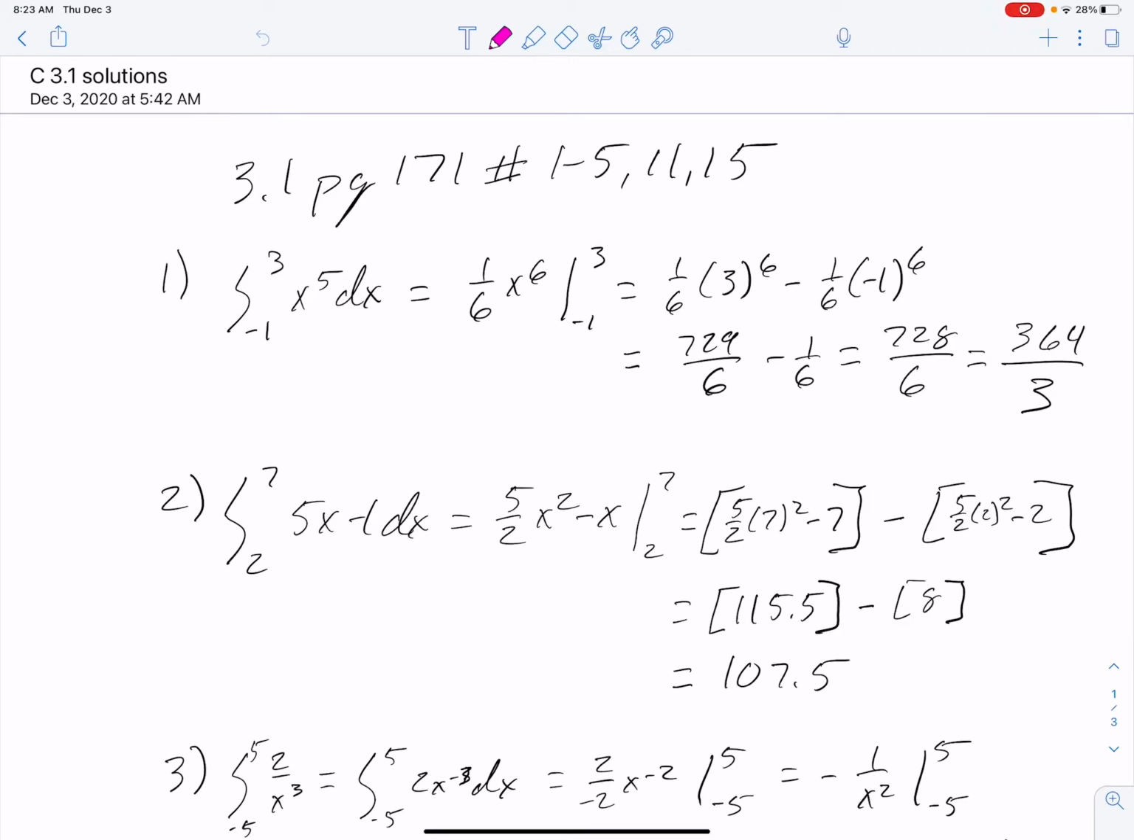All right, so here's the 3.1 homework solutions, the fundamental theorem of calculus part 2. So nothing has changed about our rules for finding antiderivatives. We're just going one step further.